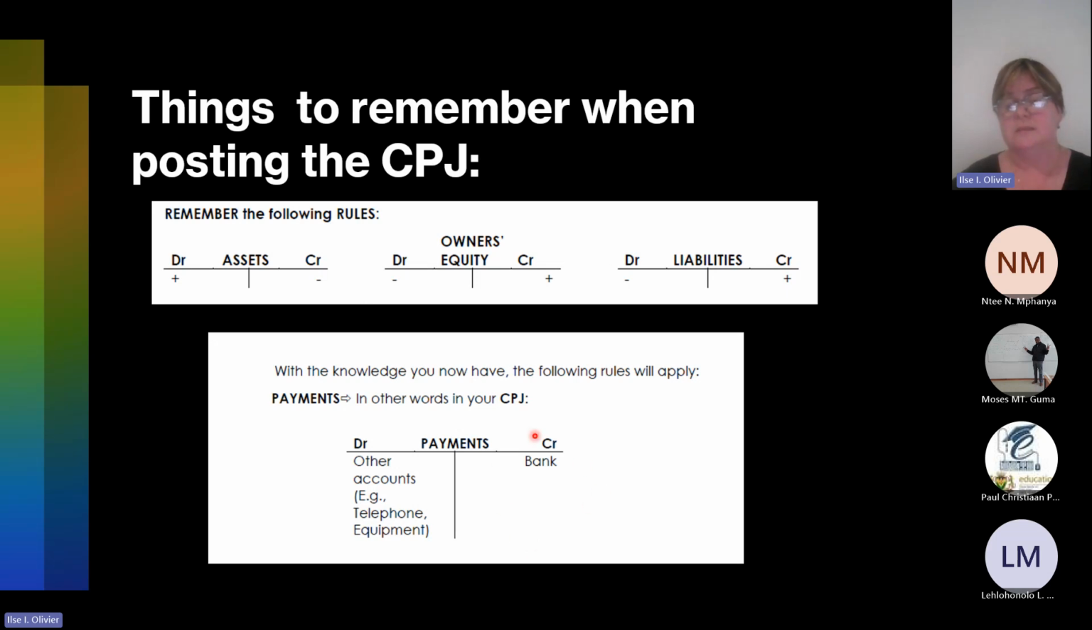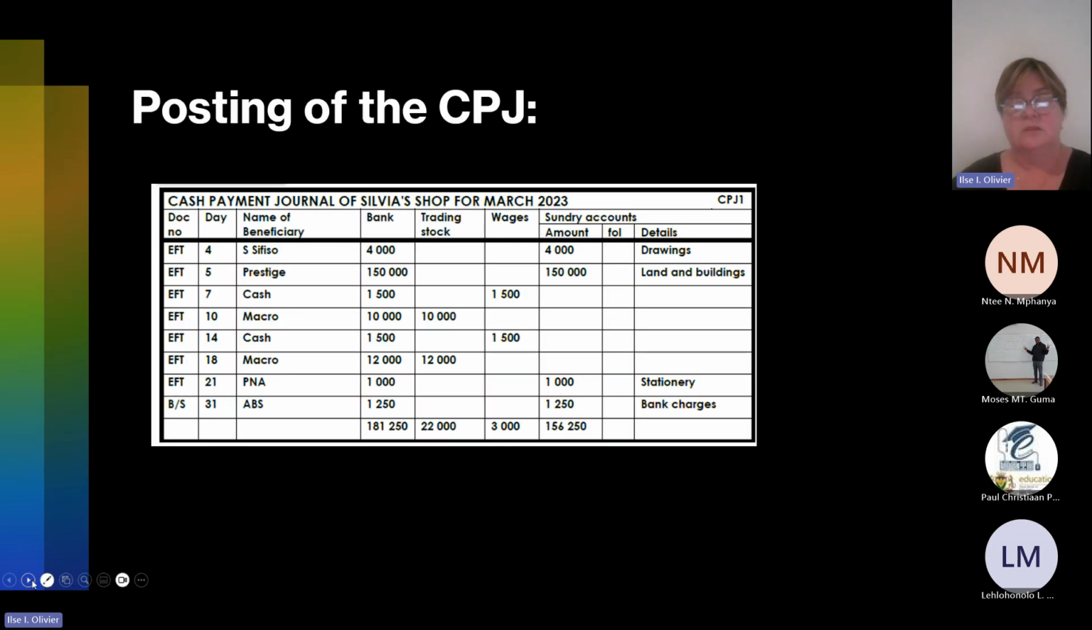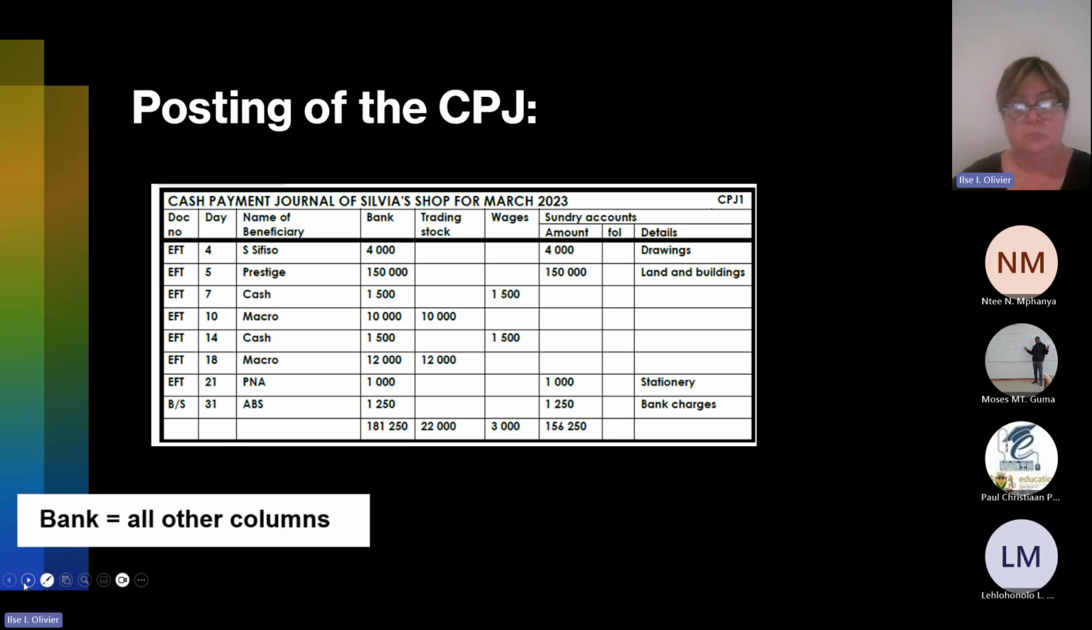Now bank is a payment, cash payment journal. So bank is decreasing. So bank is credited. So all the other accounts is debited. So what do we look at? We look at bank equals all the other columns. So if we say 22,000 plus 3,000 plus 156,250, it will give us 181,250.